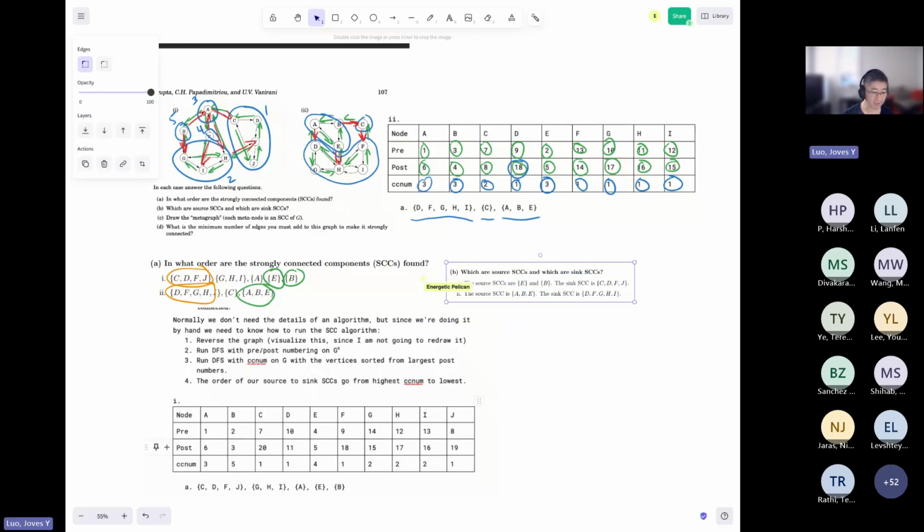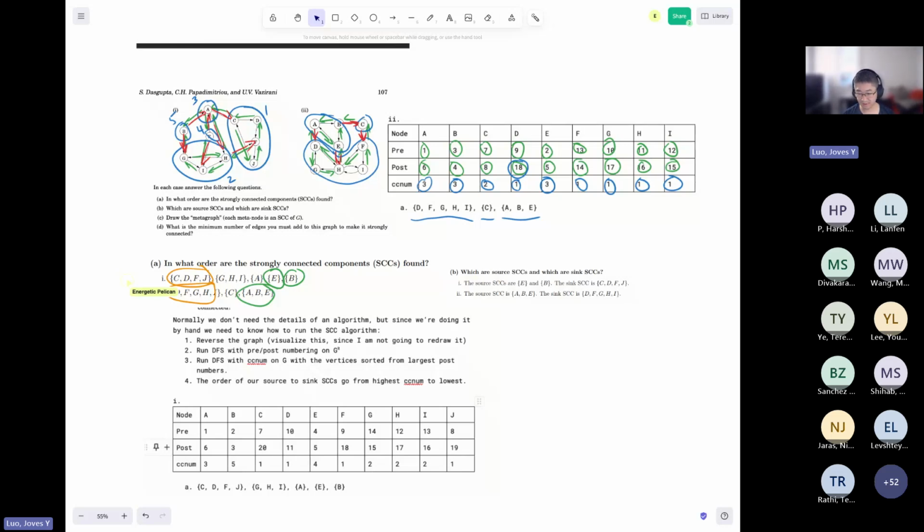E and B as sources. Yep. C, D, F, and J are sinks. Yep. A, B, and E is the source. And then there's a sink, this one. Yep. So I got that correct because we just take a look at the metagraph. And then it says it wants to draw out the metagraph.